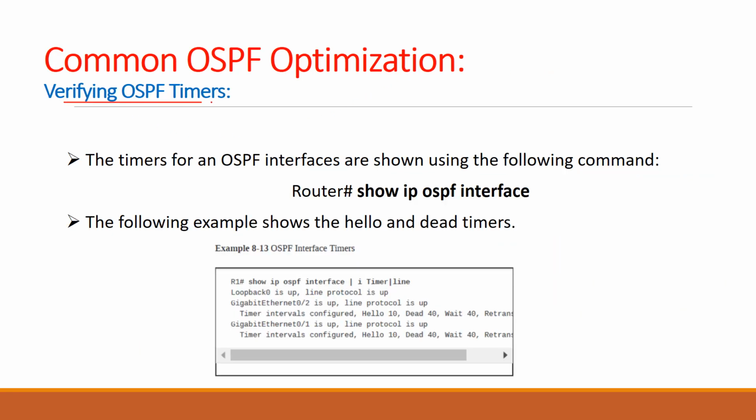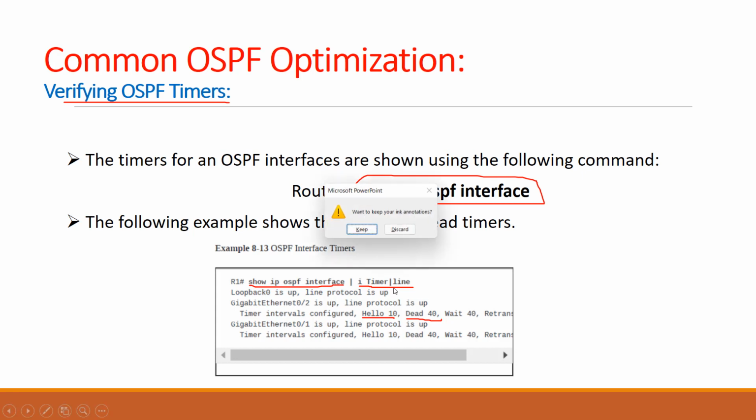To verify the OSPF timers from the IOS command line interface, use the show ip ospf interface command. It will tell you what is the hello timer interval and the dead timer interval. Use show ip ospf interface, include timer -line. Let's give an example here.